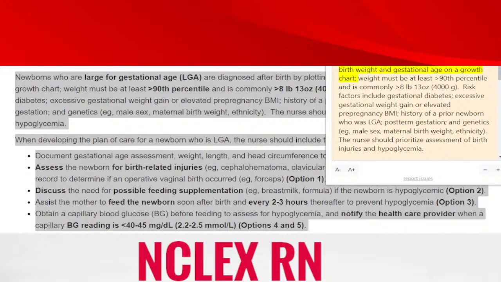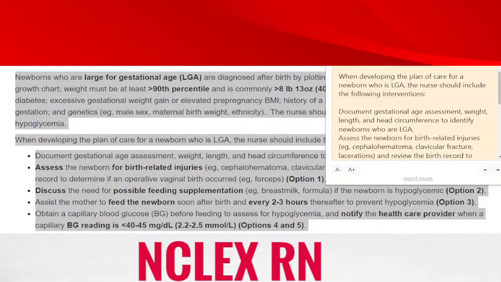Newborns who are large for gestational age (LGA) are diagnosed after birth by plotting their birth weight and gestational age on a growth chart. Weight must be at least greater than the 90th percentile and is commonly greater than 8 pounds 13 ounces (4,000 grams). Risk factors include gestational diabetes, excessive gestational weight gain or elevated pre-pregnancy BMI, history of a prior newborn who is LGA, post-term gestation, and genetics, e.g., male sex, maternal birth weight, ethnicity. The nurse should prioritize assessment of birth injuries and hypoglycemia.